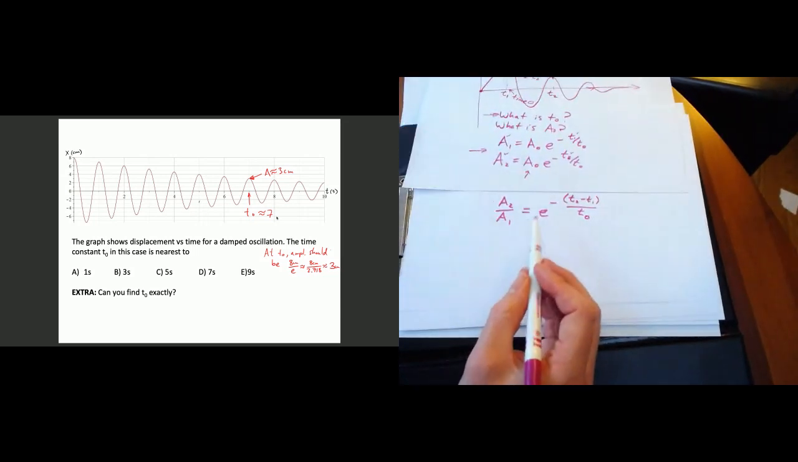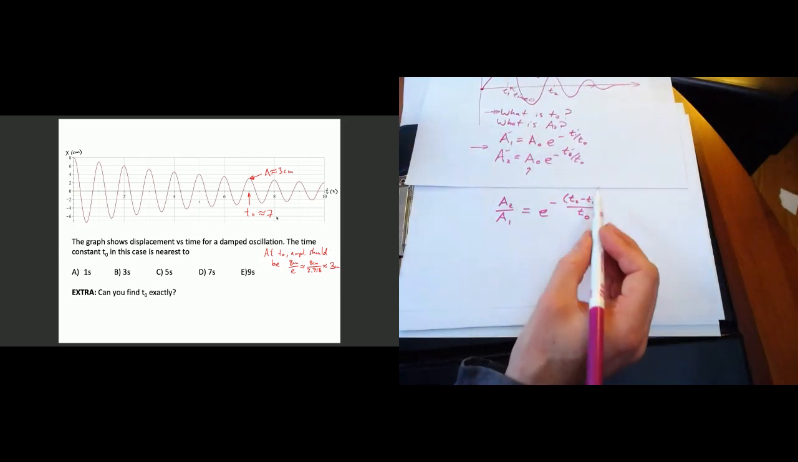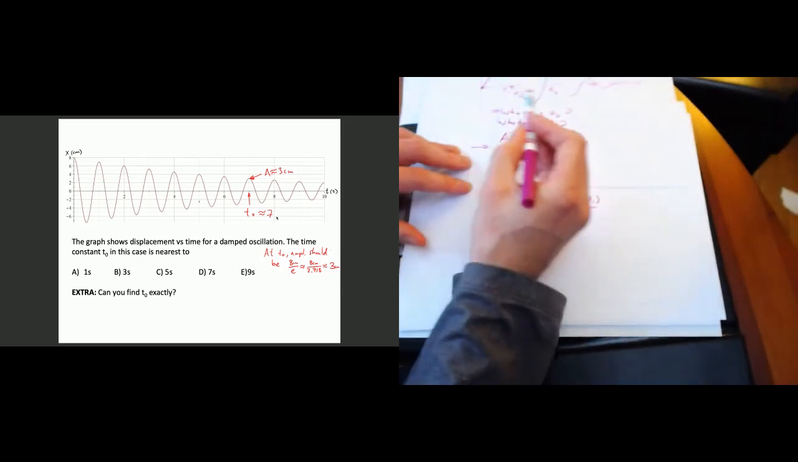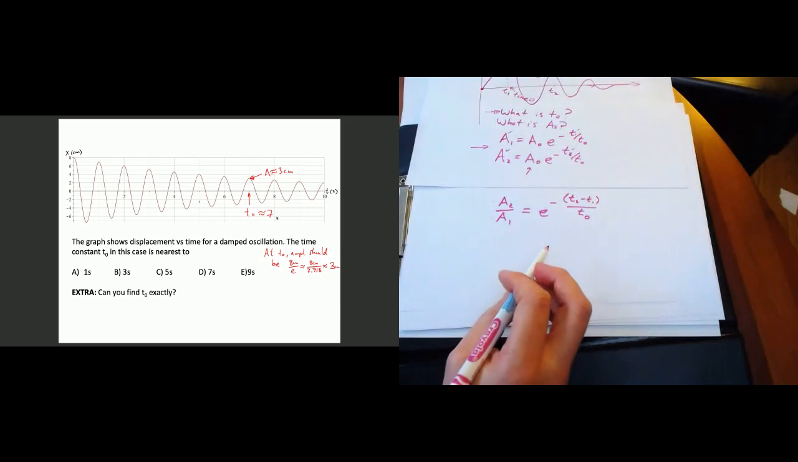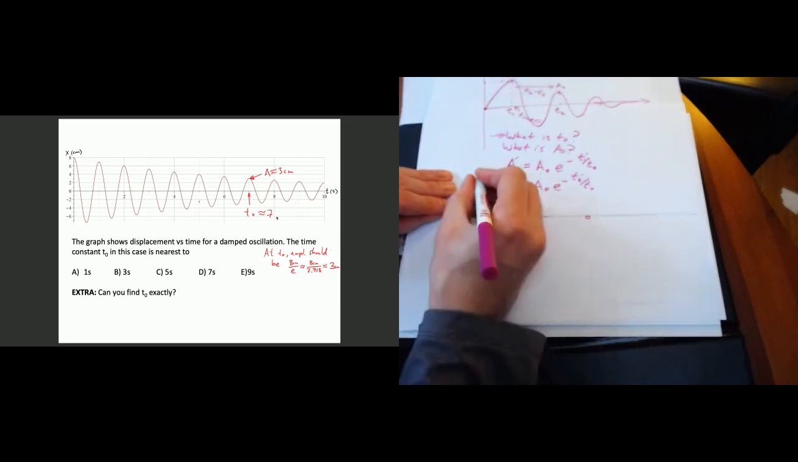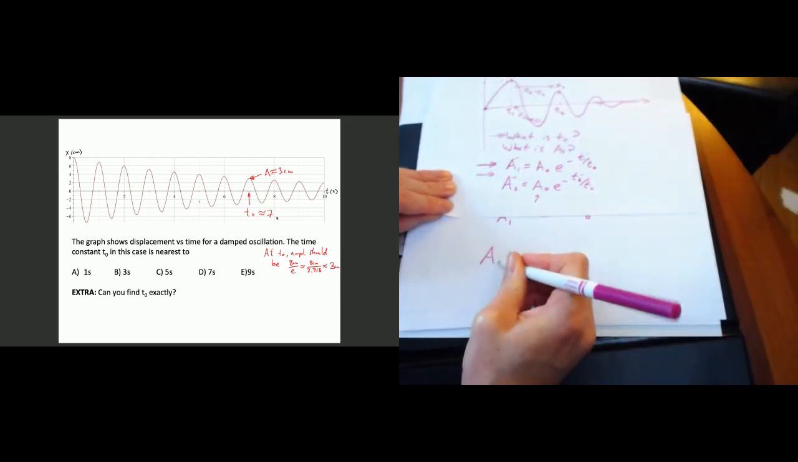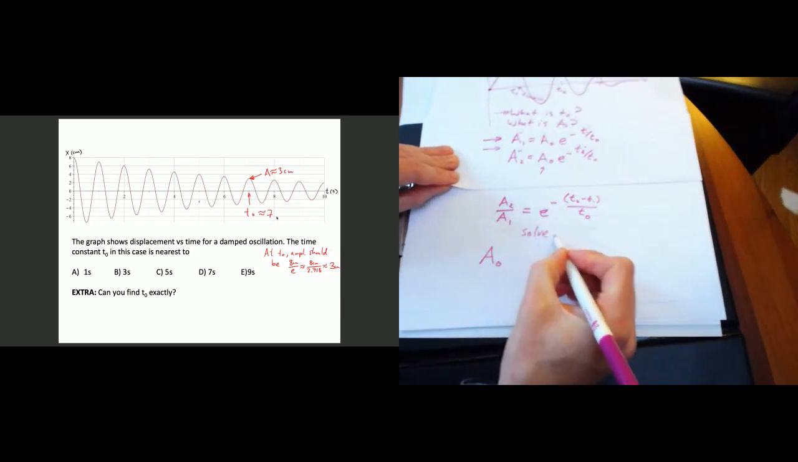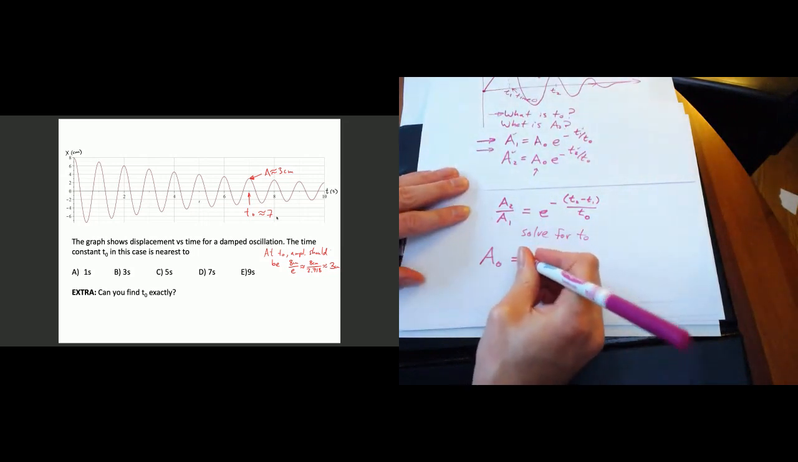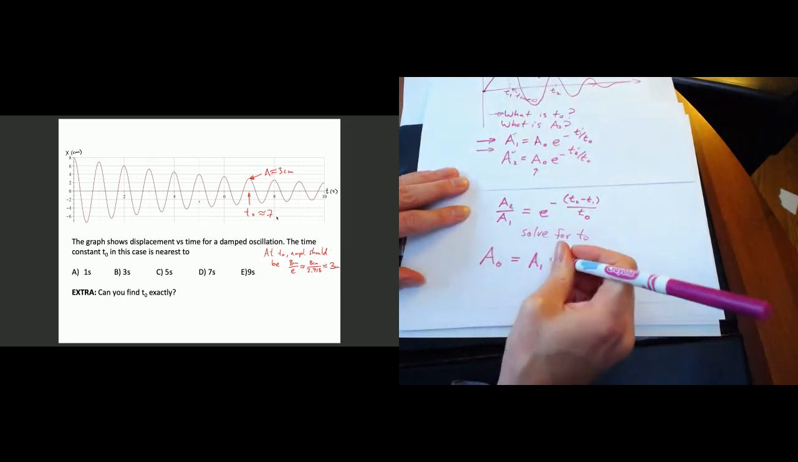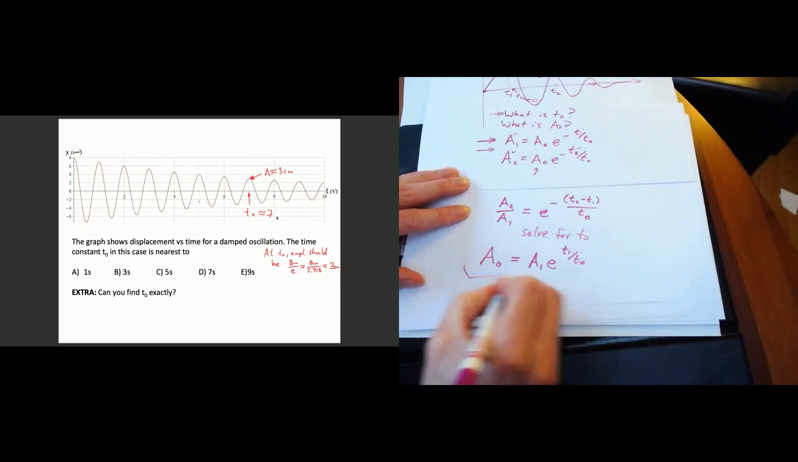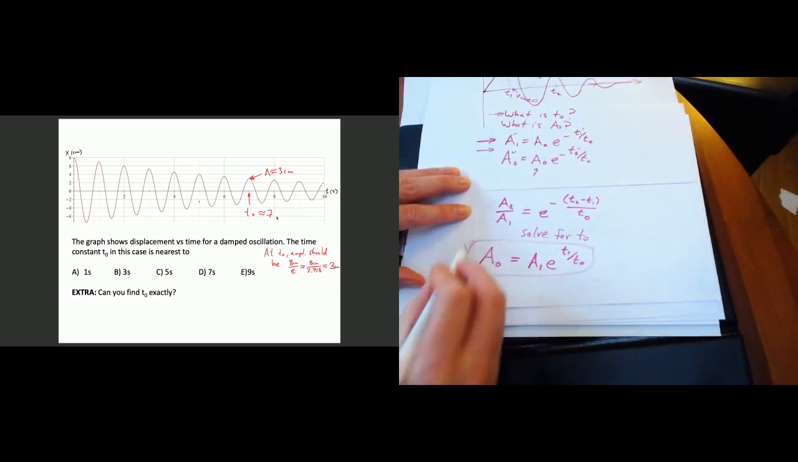So we're just doing the same thing that we did before, but starting with this time t1 instead of the time t2. Once I have that t0, I could just go back and use, say, this equation here. So I solve for t0, and then I would use the first equation to say that a0 is equal to a1, which I know from the graph, times e to the t1 over t0, and then that will tell me what a0 is.